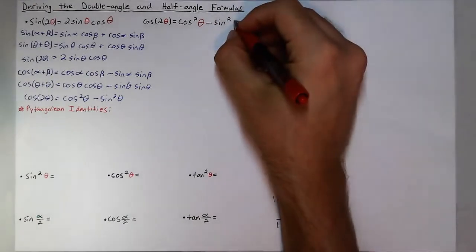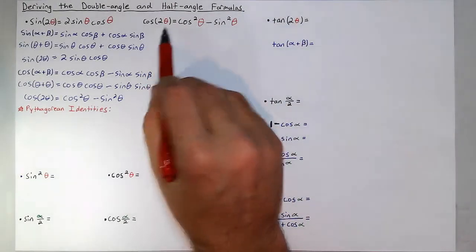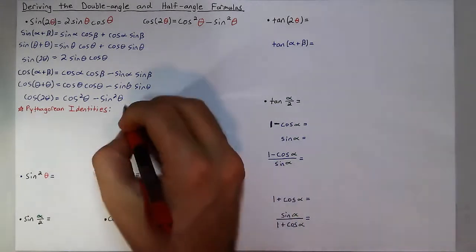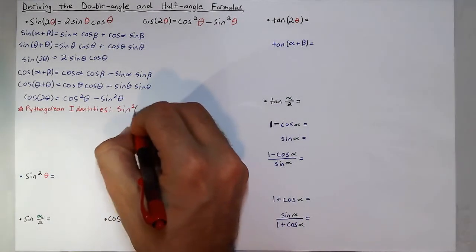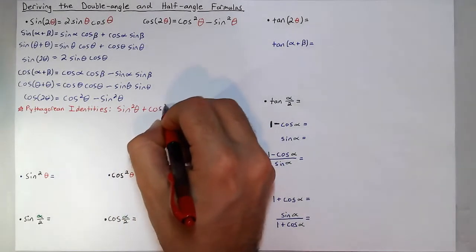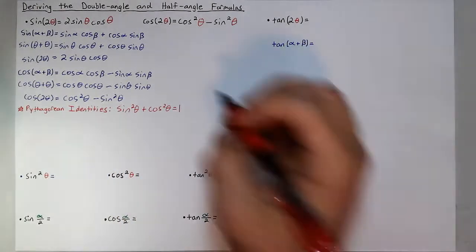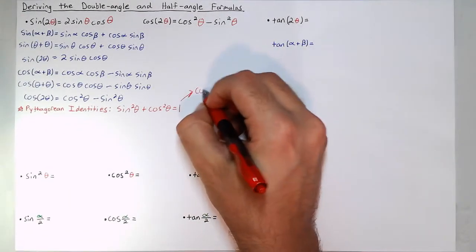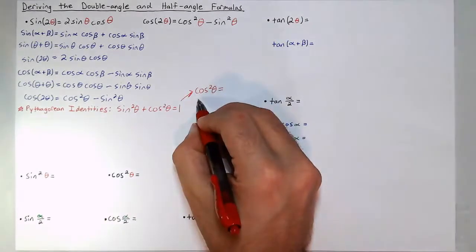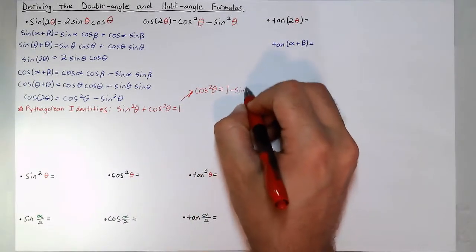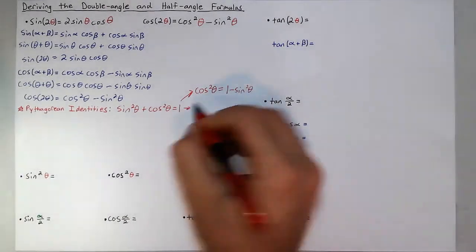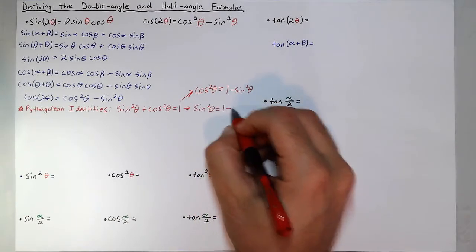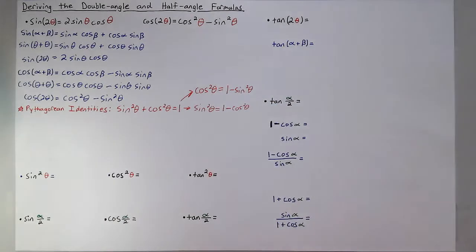Now, one thing I noticed in the double angle formula for cosine is that we have cosine squared and sine squared, which makes you think of the Pythagorean identities, which come from sine squared of theta plus cosine squared of theta is equal to 1. And if I wanted to figure out what cosine squared was equal to, I would just subtract sine squared theta, giving me cosine squared theta is equal to 1 minus sine squared theta. And then I could say that sine squared theta is equal to 1 minus cosine squared of theta.